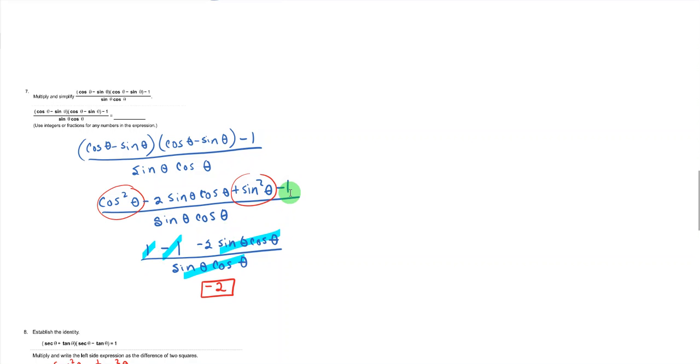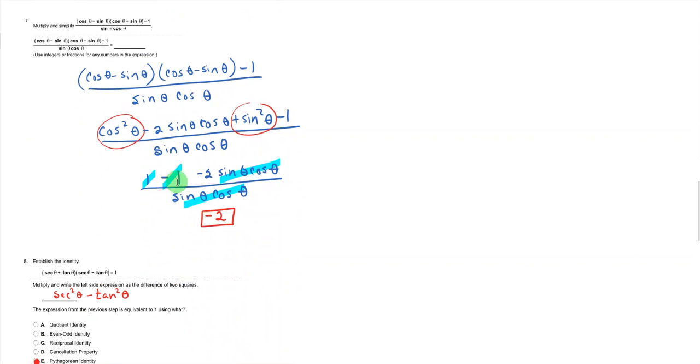Then I have a minus 1, and I have a minus 2 of those over that. Well, the 1's cancel each other out. I've got negative 2 times that over that. Those cancel out. I'm just left with negative 2.